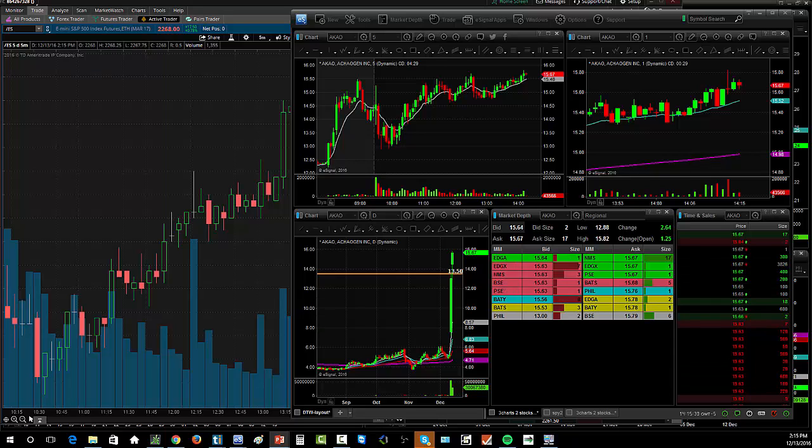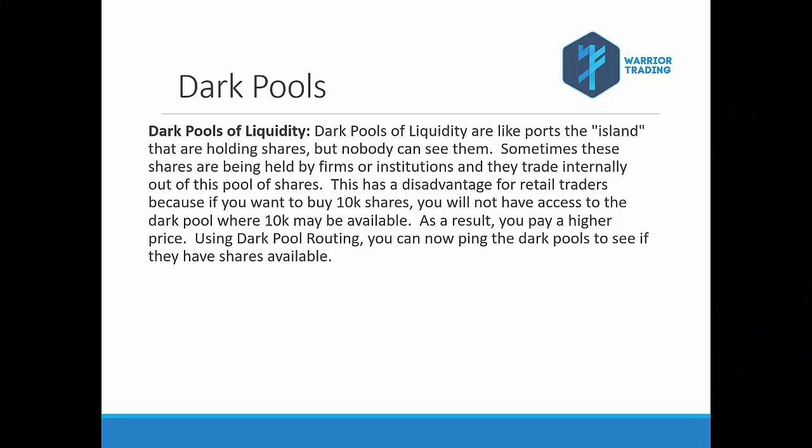So dark pool routing is a pretty cool thing, and this helps us, especially if you're trading really large size. If you're trading 1,000 shares or 500 shares, it's not going to make a big difference. But when you start trading with big size, 10,000, 20,000, 30,000 or more, well, every penny starts to really add up. So getting good fills is important. And that's when you start using dark pool routing to see if there is some hidden liquidity available.